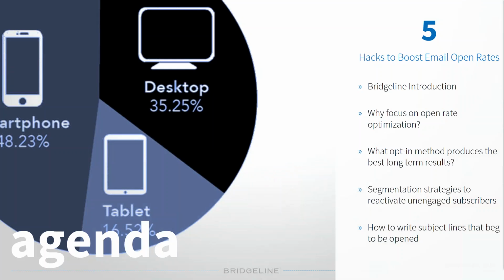So here's a look at the topics we'll be covering today. We'll dive into the 5 hacks one by one and give specific examples of how companies have been successful in increasing their open rates. Most of these methodologies apply to both B2C and B2B. Lastly, we'll leave you with some key takeaways before we finish up with Q&A.